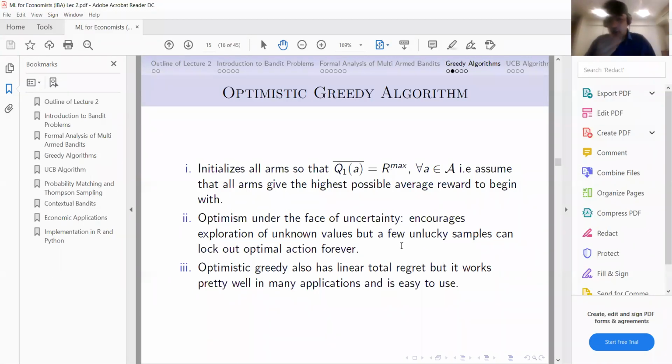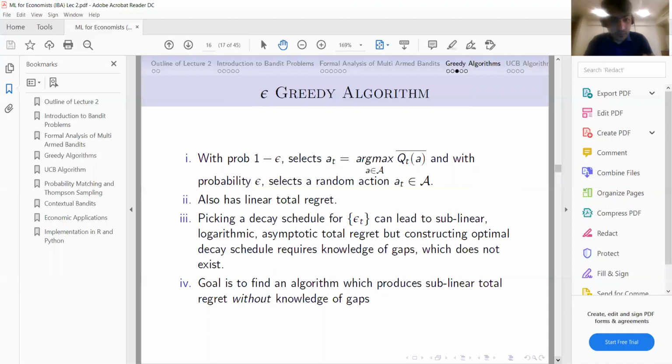But again, you could also have a few unlucky samples, which could really convince you that Q bar was initialized, remember, at R max, but over time, as you keep on observing the rewards, you'll adjust this downwards. This can only be adjusted downwards because it cannot go above this. So you adjust this average reward downwards as you keep on observing bad samples. But again, there's a problem here, because if you observe a few unlucky samples, you could again lock into a suboptimal action, or lock out of an optimal action forever. But this works pretty well in practice in many simple applications.